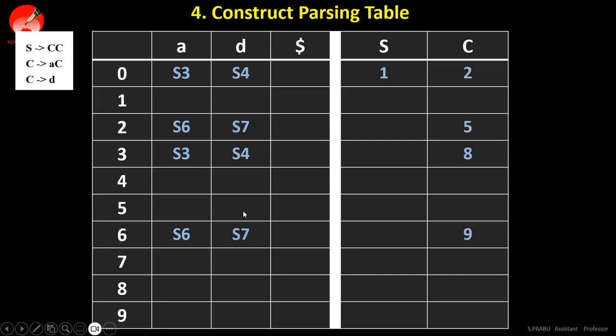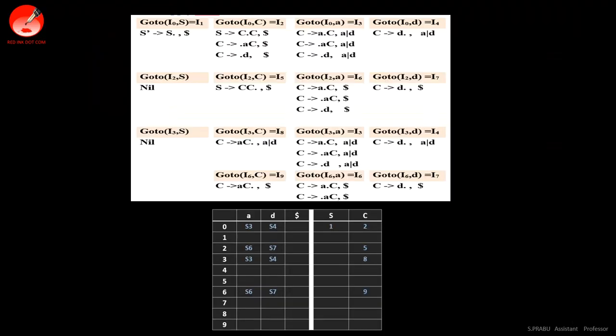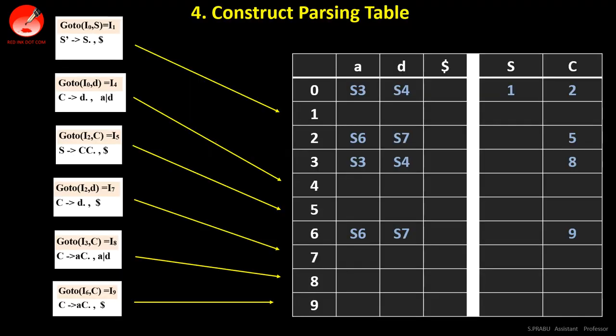First we filled all the values from the non-ending state. Now I am going to identify what are the end states. From this result, these 6 states are end states. So these state numbers decide the value present in the particular row in the parsing table. For the explanation purpose, I am writing like this. In your examination, you can directly write the value from the goto function results.